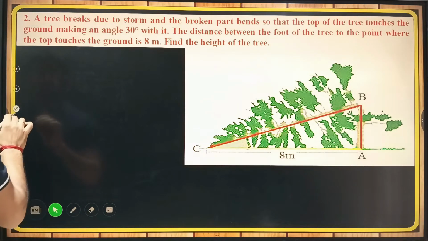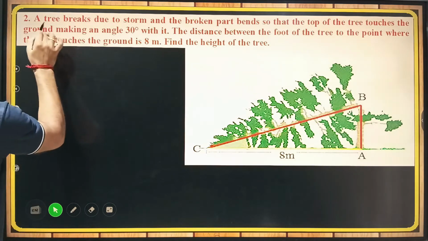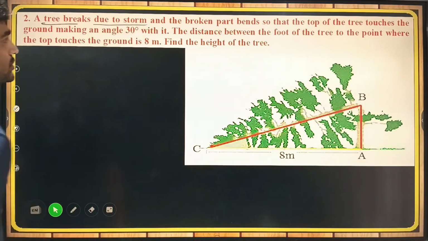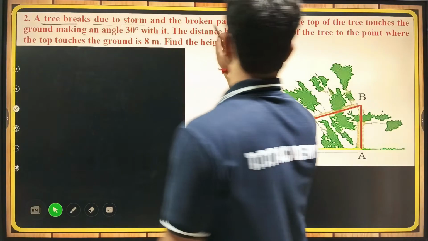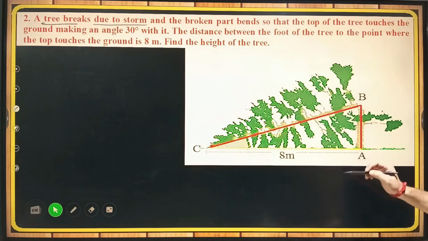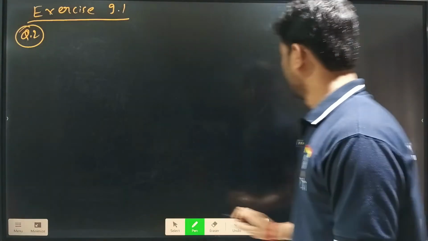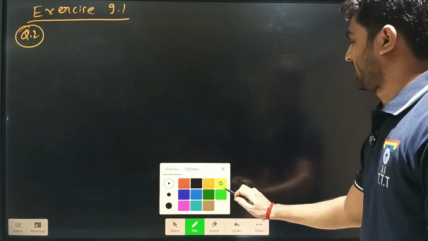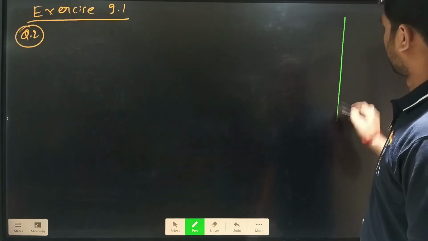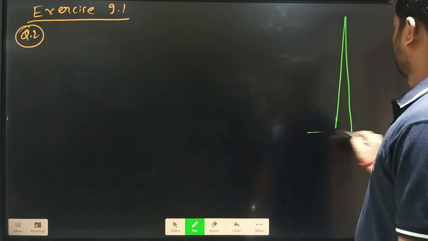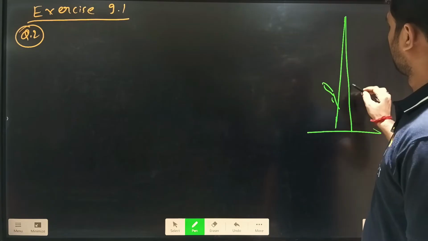A tree breaks due to a storm, and the broken part bends so that... Look, there is a tree here. Observe carefully ahead. First of all the tree is vertical. Let me consider this is a tree.